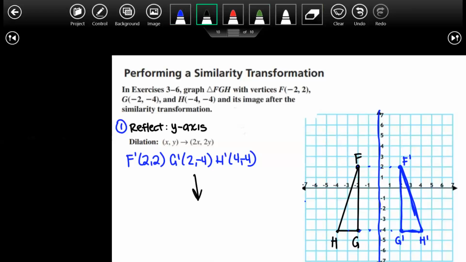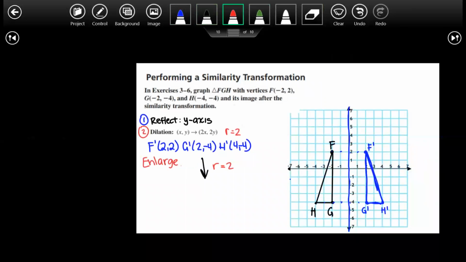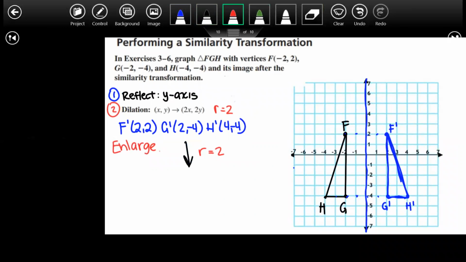We're going to simplify this up. So what is it asking us to do for this second one? By 2. In this case, a dilation is telling me that R is going to be equal to 2. The scale factor of this is going to be 2. Enlargement or reduction? Enlarge. Should be a pretty bigger one, right? So if we're looking at this, let's enlarge our figure. F double prime, 4 and 4. G double prime, 4 and -8. H double prime.